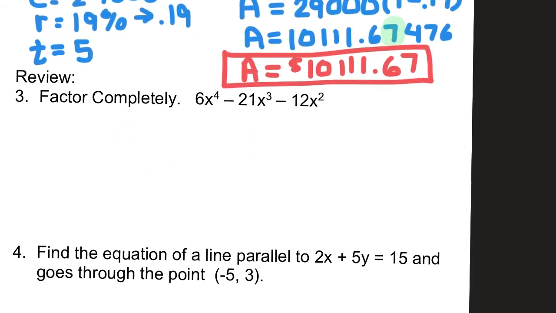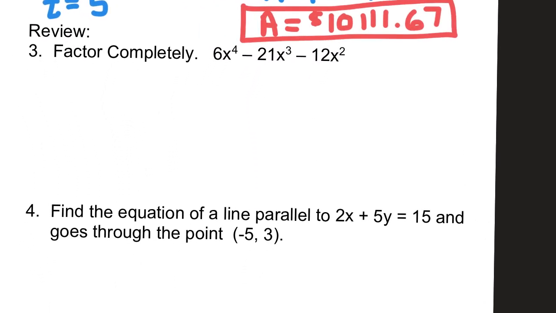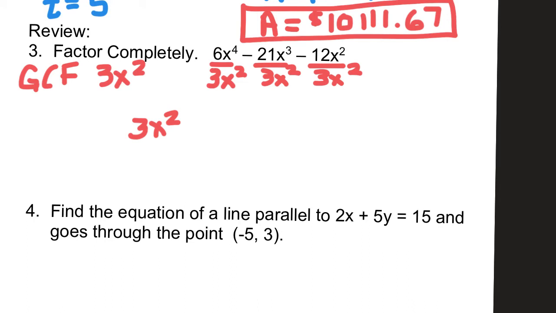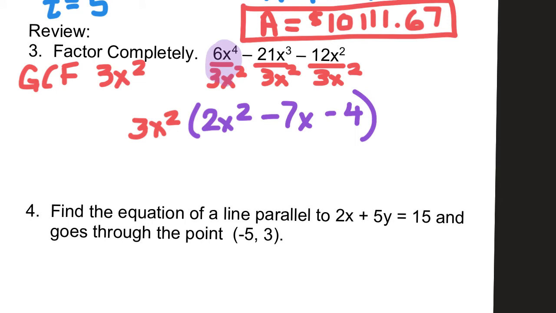Now we're going to do some review. First, we'll factor this completely. What I'd like to remind you of is that you need to take out the GCF first. So please find the GCF. Pause the video here. Once you find the GCF, you'll divide each term by the GCF. And inside the parentheses will be 2x squared minus 7x minus 4. Now you can use the box method or blankety-blank method to finish factoring.